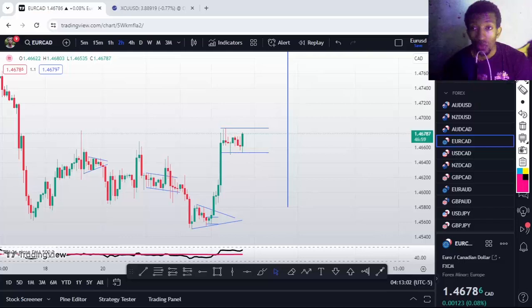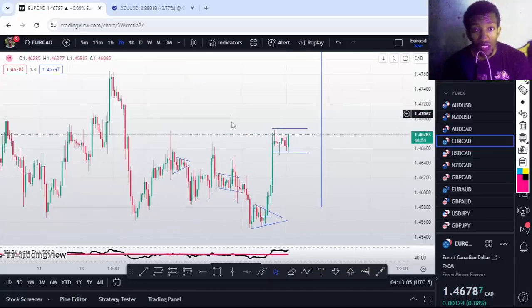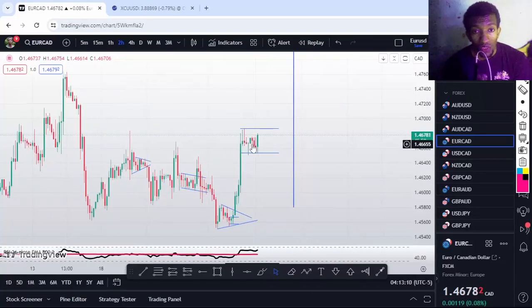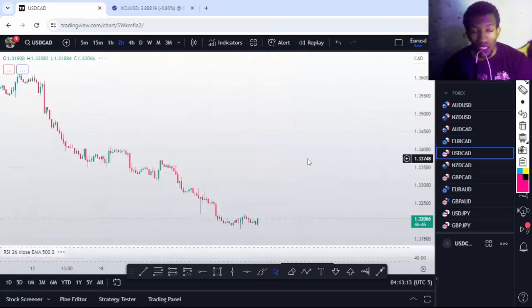So let's jump to the next currency. This is EuroCAD, so we don't have any trade. We just put our trap and wait for things to happen. Let's go to dollar CAD.